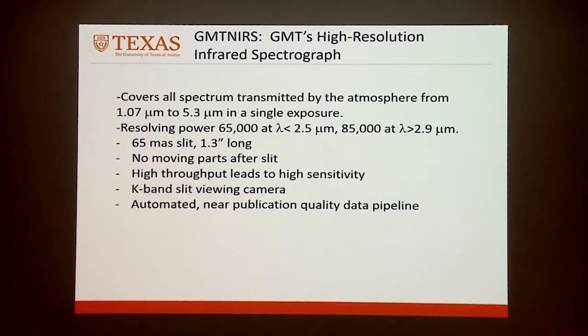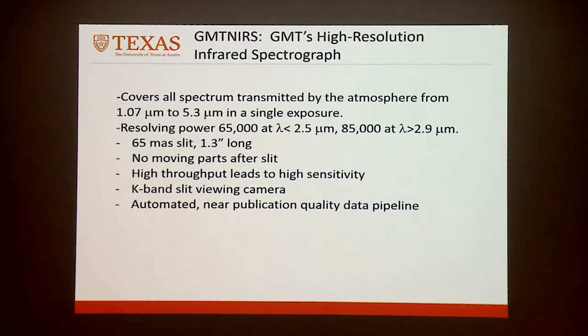So we have a 65 milliarcsecond slit. The GMT diffraction limit is about 8 milliarcseconds at a micron. And so 65 milliarcseconds is about 1.5 lambda over D at 5 microns. And so that allows us to get a reasonable amount of signal through at the longest wavelength we work.